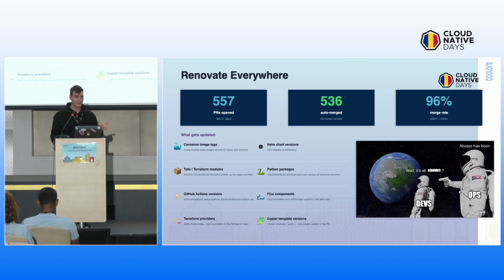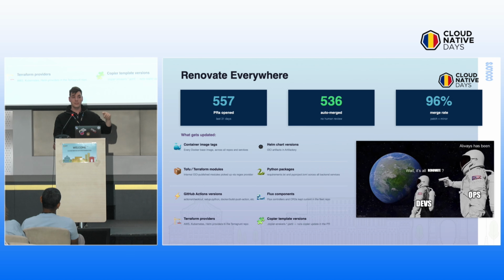These are some stats that I collected. I think this was for the month of May. We had 557 PRs opened solely by the service account. So this is only Renovate doing the work. This is besides the, let's say, human events. Out of those 557 PRs, 536 were automatically merged back to the main branch.